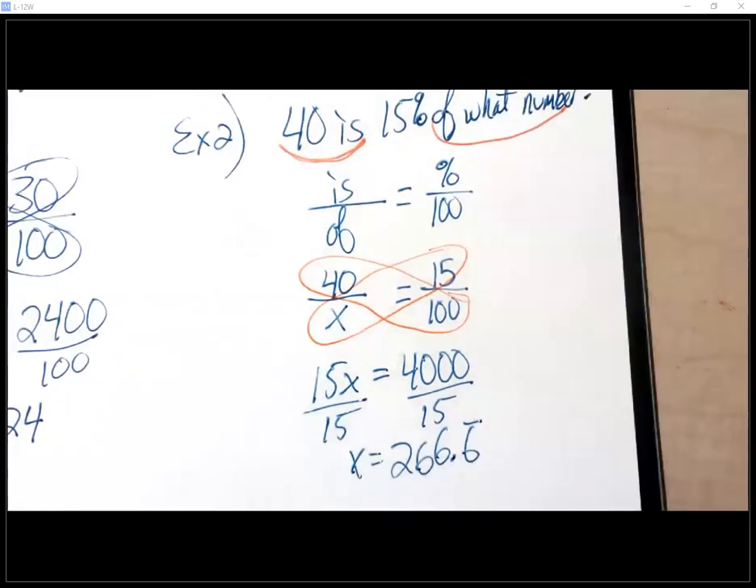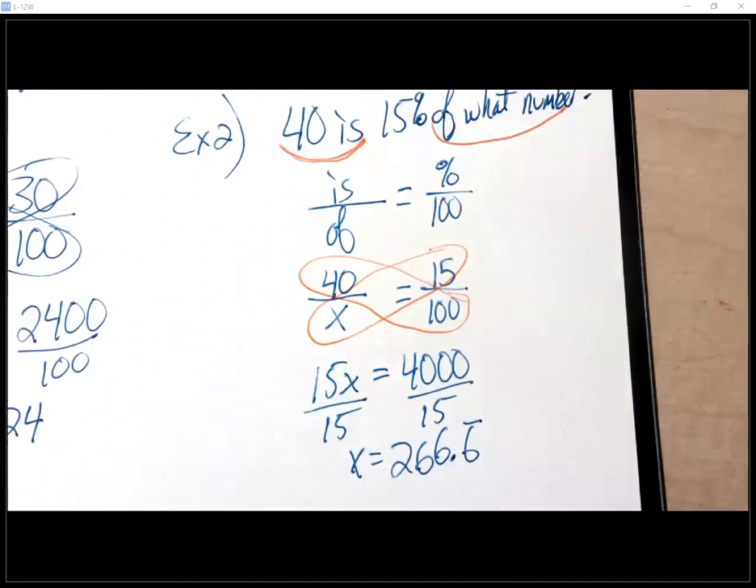So 40 would be 15% of some bigger number, right? Well, there's the bigger number: 266.6 repeated. Does that make sense? I don't know if this would be a weird thing in terms of a sale, but you ever look on the receipt and sometimes they say you saved blah, blah, blah amount?